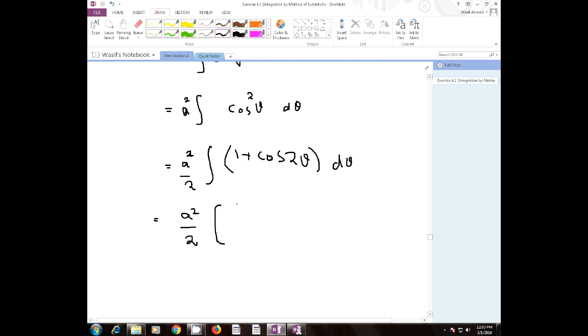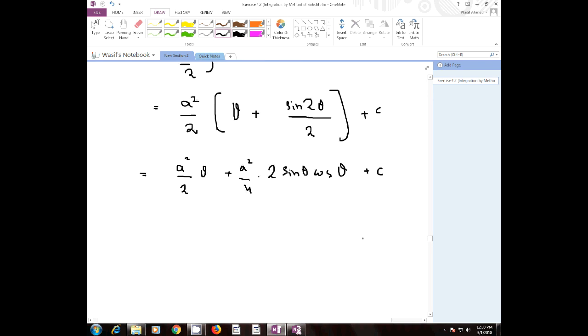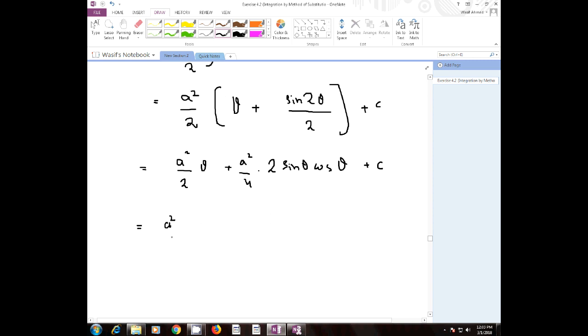Now you apply the integration. The integral of 1 is theta. Similarly, integral of cos 2 theta is sine 2 theta, since there is 2 theta, and we have to divide with the derivative of 2 theta, that is 2. Plus a constant of integration. In the next step, you have to simply apply the distributive law over this sum, a square divided by 2 plus a square divided by 4. Sine 2 theta has to be replaced with its equivalent identity, that is 2 sine theta cos theta. And you have a square theta divided by 2 plus a square divided by 2 sine theta cos theta plus a constant of integration.